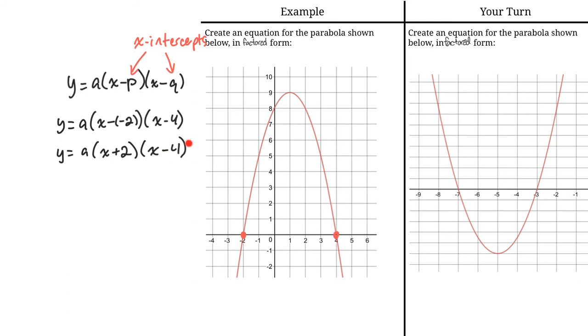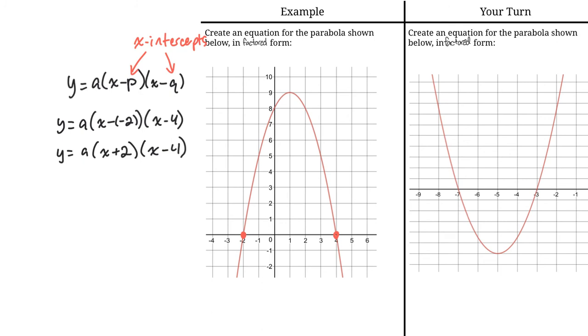Now that we have this equation set up, it looks like we're almost done, but we're not just yet, because we have a here. There's going to be a value for a, and we need to find out what a is equal to. To find what a is equal to, we can use another point that we see on this graph, plug it into our equation for x and y, and then we want to solve for the value of a. So let's look for another point.